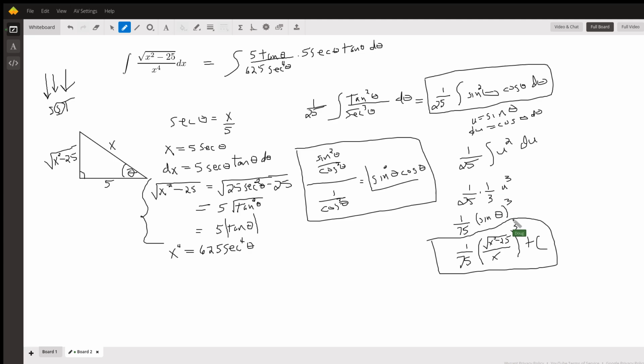And here's the key. By drawing that little right triangle, it's easy to come back here and figure out what the sine of theta is. Opposite over hypotenuse, square root of x squared minus 25 over x. There you go. And of course, you could write the numerator as the quantity x squared minus 25 to the 3/2, all over x cubed.